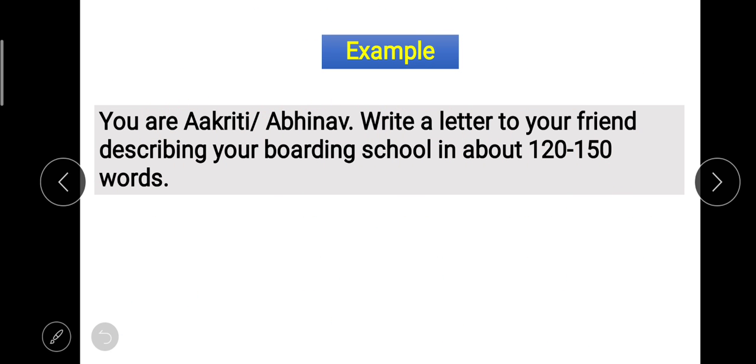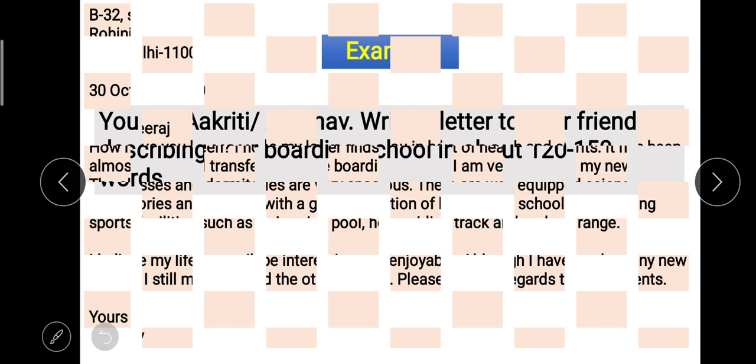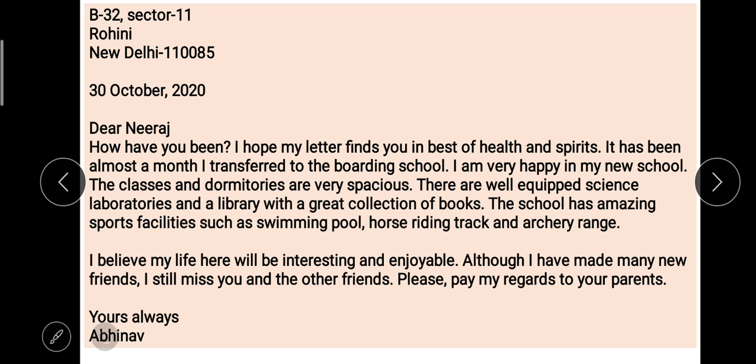This is the question. You are Akriti or Abhinav. Write a letter to your friend describing your boarding school in about 120 or 150 words. This is the word limit you find in board exams. So see the example. To begin with, there is address of the writer, and then date line. After gap, this is salutation. Dear Neeraj, and without giving single line gap, it has been started. You can, if you wish, give single line gap, or you can directly start after the salutation. How have you been?